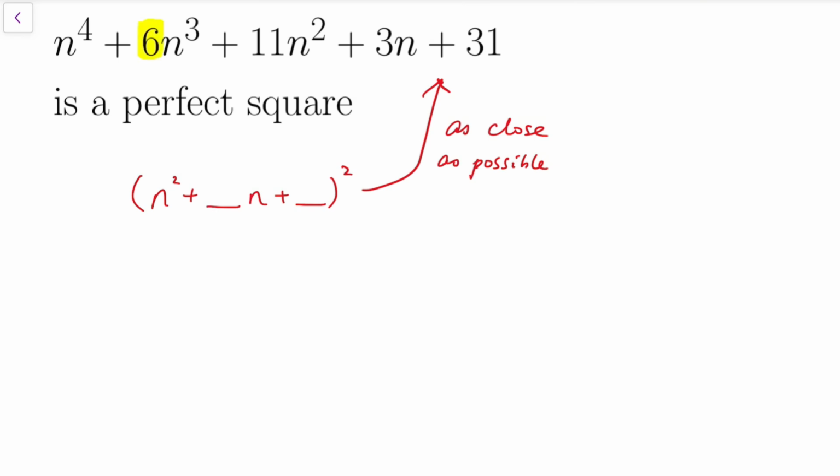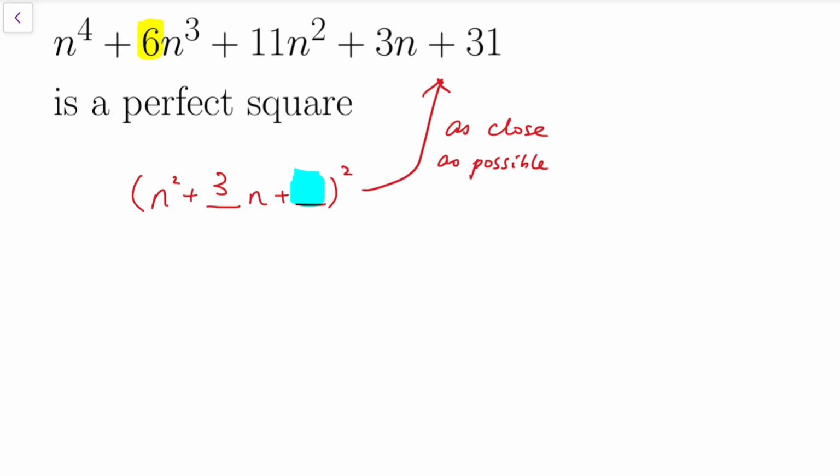Now, the coefficient of the cube term, 6, gives a hint that we want this to be 3, so that when we expand this perfect square, the coefficient of n cubed would be 2 times this unknown, and it has to be 6. We want it to be as close to 6 as possible, so we choose the number 3 as the coefficient of n inside the bracket.